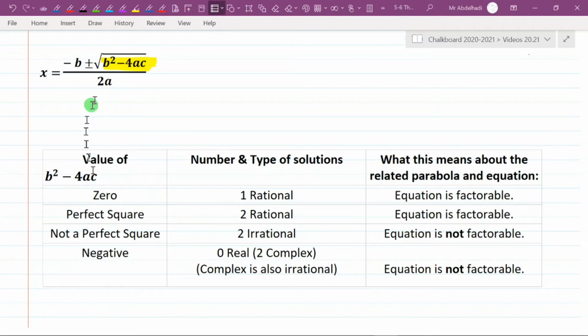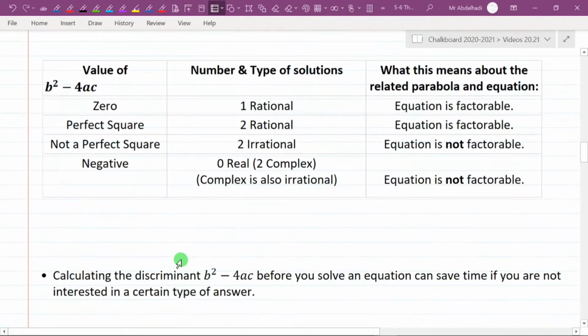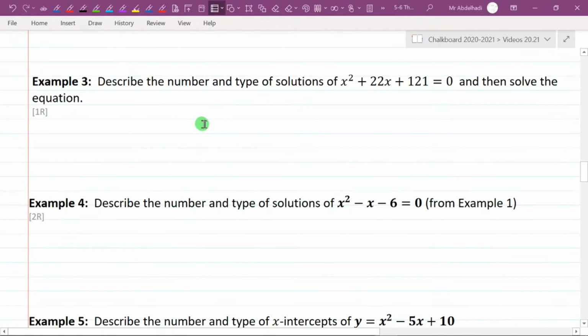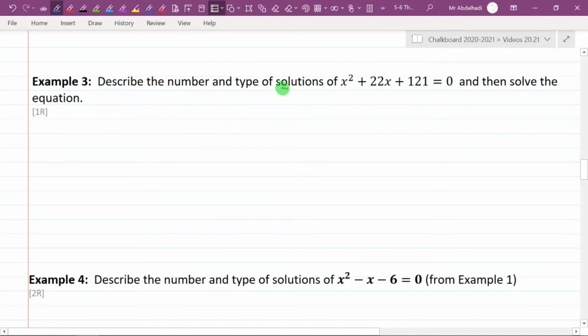Okay, so let's use the discriminant. Let's use this b squared minus 4ac to check out a few equations here and see what would happen before we solve them. Okay, so here we go. Describe the number and type of solutions of this equation and then solve the equation. So we're going to use just the discriminant.